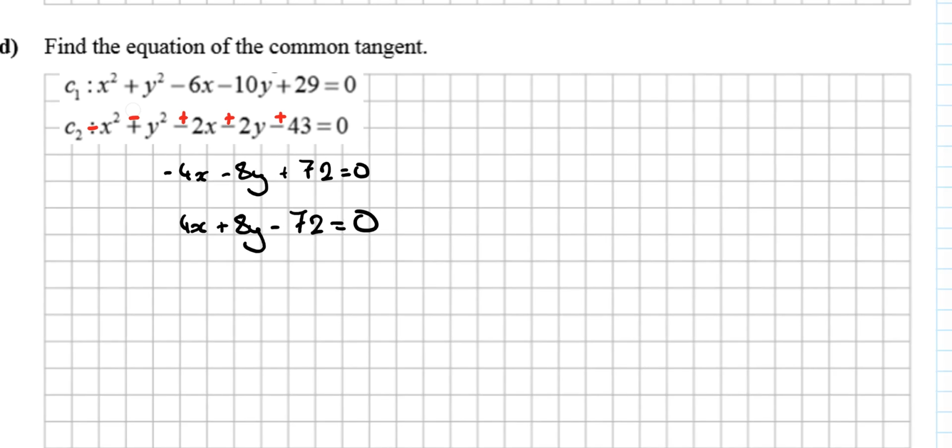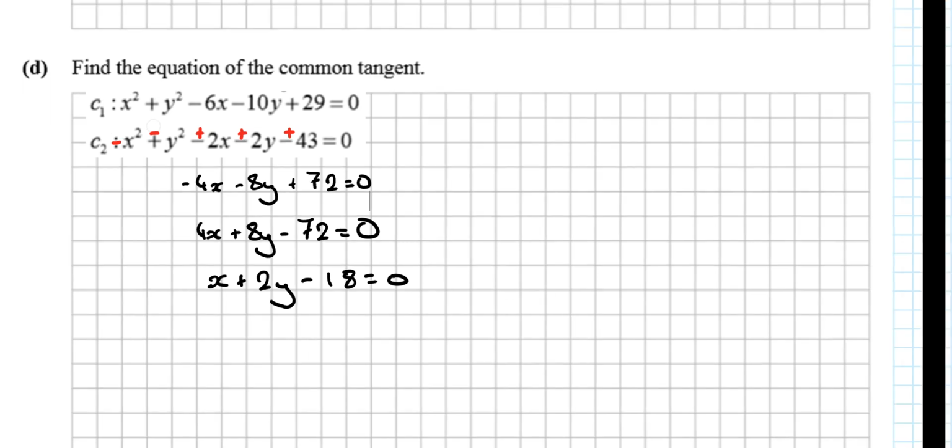Question done. Now I admit that you could simplify that a little bit further. So it's x plus 2y minus 72 divided by 4, it's 18, so minus 18 is equal to 0. Doesn't say to leave it in its simplest form or anything, so you could probably leave it like that, but always nice to simplify it a little bit further.